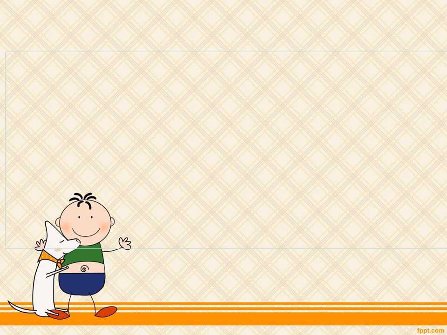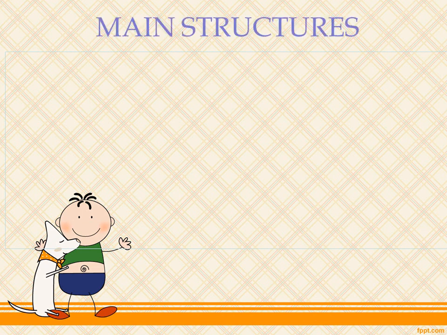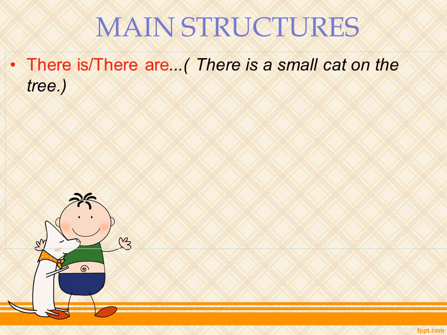Now everyone, let's take a look to the screen. I will give you some main structure. If you use this main structure, it can help you to do this task perfectly. The first structure is there is or there are. For example, there is a small cat on the trees.